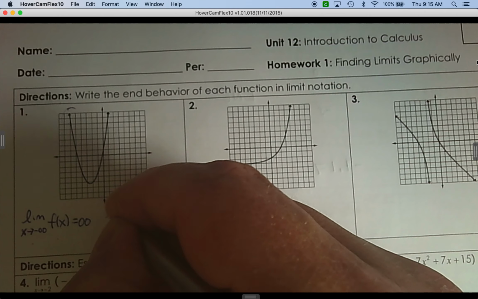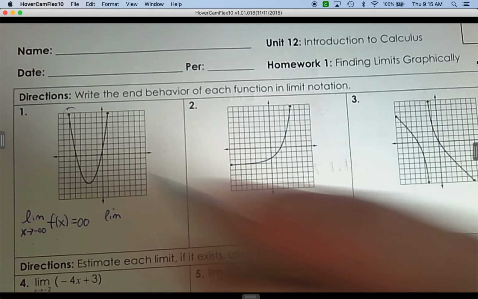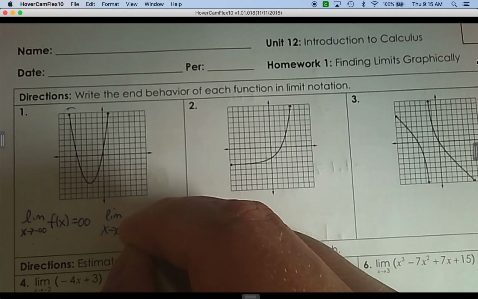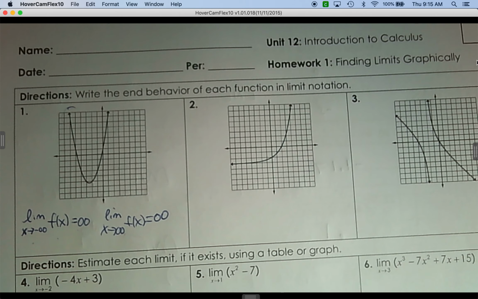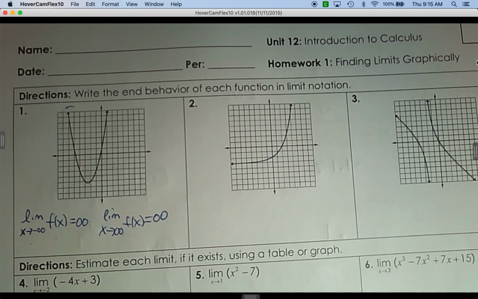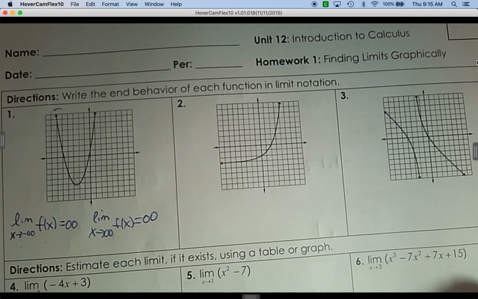How about the other side? The right end behavior, limit as x approaches infinity of f at x, and the right end is going up. So the right end is going to infinity. Both ends.